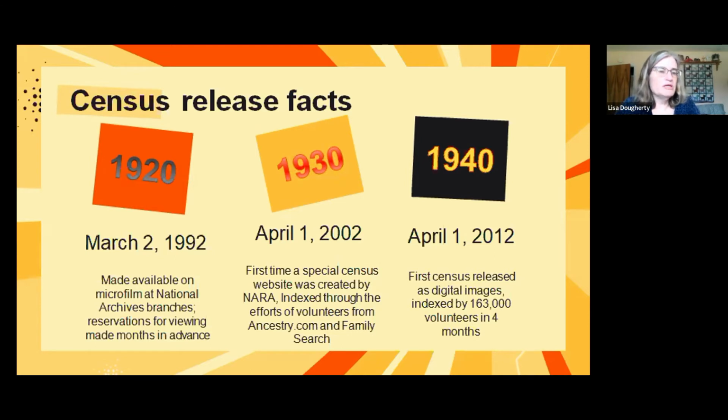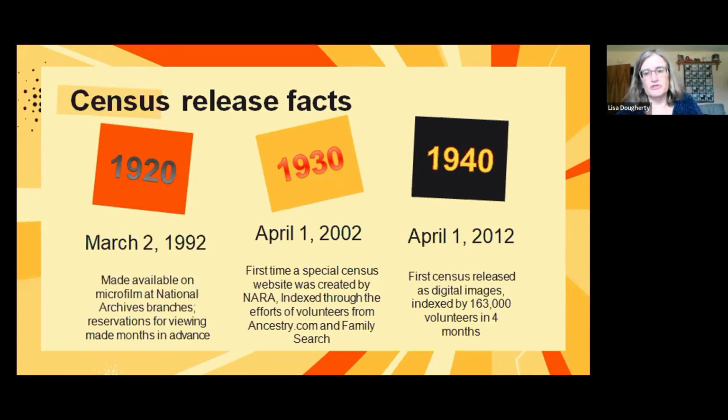And when it was first released, it was made available on microfilm at National Archives branches. So the only way you would have been able to view the census in 1992 was to go to one of the National Archives branches, and they are all over the country. The closest one to here in 1992 was in Pittsfield, Massachusetts, but that has since closed.